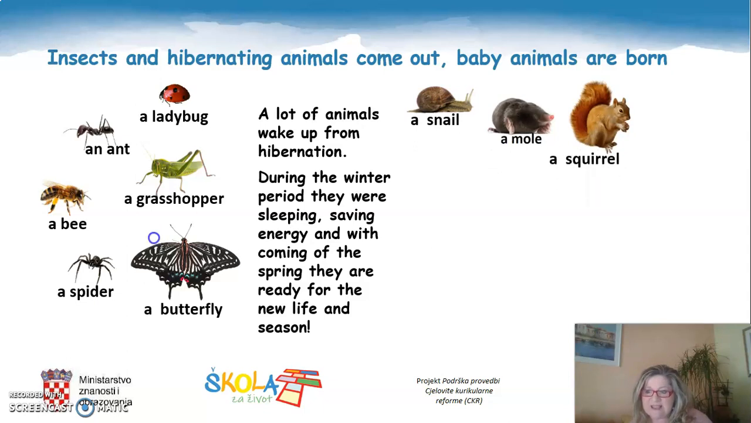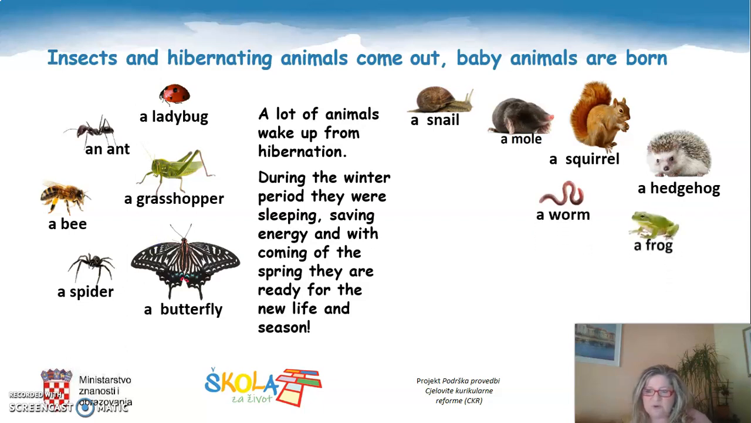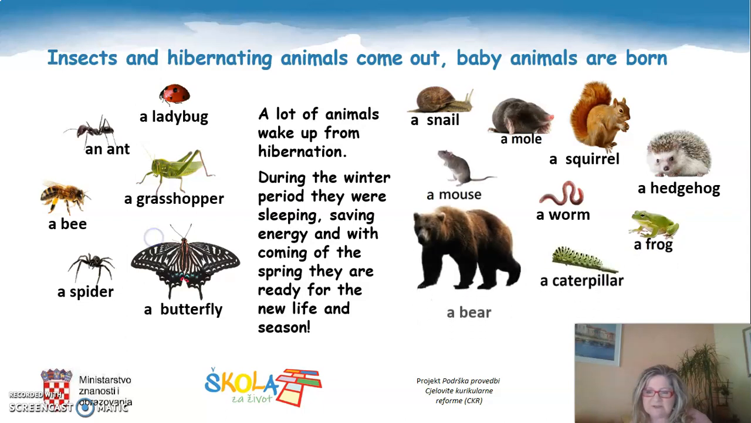Why does it happen mostly in spring? There is more available food due to plant growing, warmer and pleasant weather, and of course better conditions for newborn animals. So, many animals woke up like a snail, a mole, a hedgehog, a mouse, a worm, a frog, a caterpillar, and a bear.